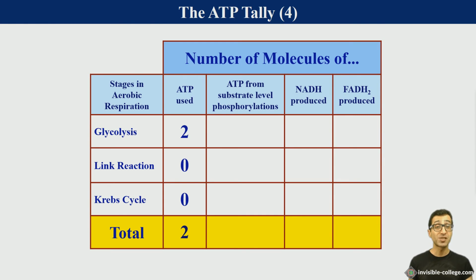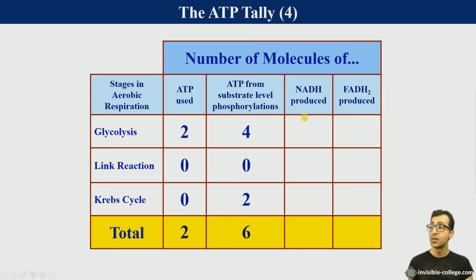Now, ATP from substrate level phosphorylation: per molecule of glucose that enters glycolysis, we produce 4 molecules of ATP by substrate level phosphorylation. The link reaction again produces no ATP by substrate level phosphorylation. The Krebs cycle, per molecule of glucose, remember, you get 2 turns of Krebs cycle. Each turn generates 1 molecule of ATP by substrate level phosphorylation, giving 2 molecules of ATP per molecule of glucose. So far we have a production of 6 molecules of ATP by substrate level phosphorylation per molecule of glucose.